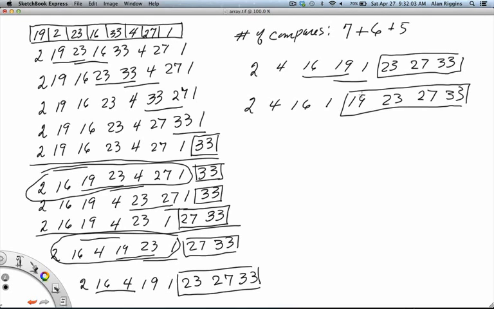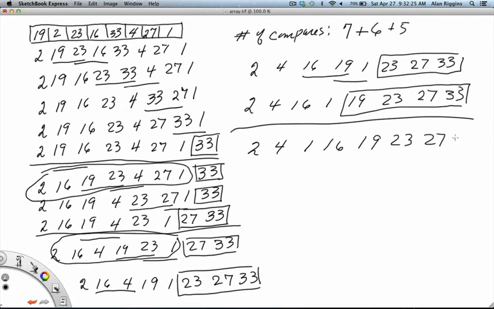Now we go again. The 2 and the 4 are okay. The 4 and the 16 are okay. The 16 and the 1 are not okay, therefore we must swap them. We have 2, 4, 1, 16, 19, 23, 27, and 33. So we now have added one more to the sorted section.